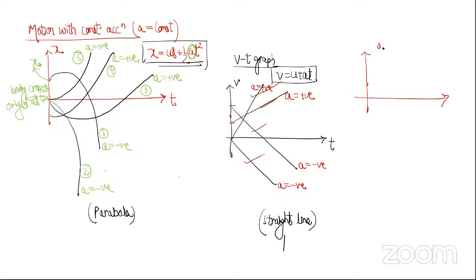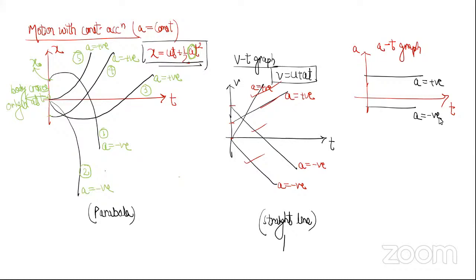Acha, next is the at graph. What will the at graph be? This is a, this is t. Sir, acceleration is constant, parallel to time axis. Yeah, so like this. This is a positive acceleration, and this is negative acceleration. So I hope you know all graphs. What about motion with variable acceleration? There is no standard graph for that, because in variable acceleration the formula can give anything. So whatever formula it gives, accordingly you have to draw it, isn't it?